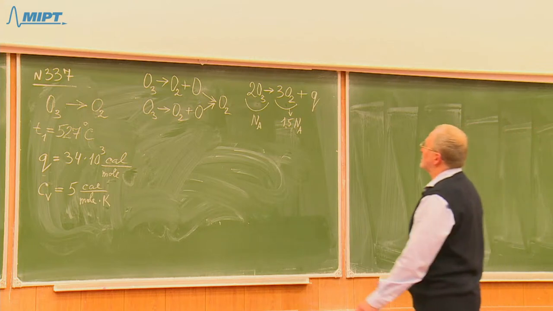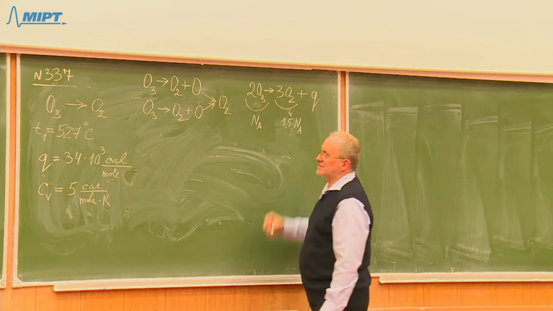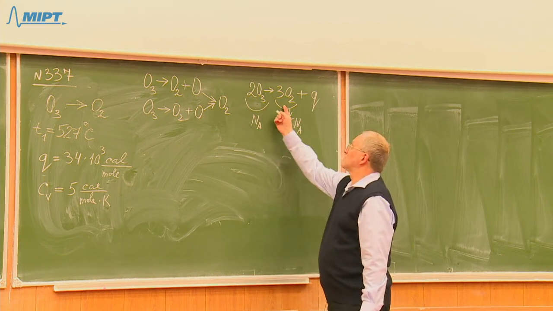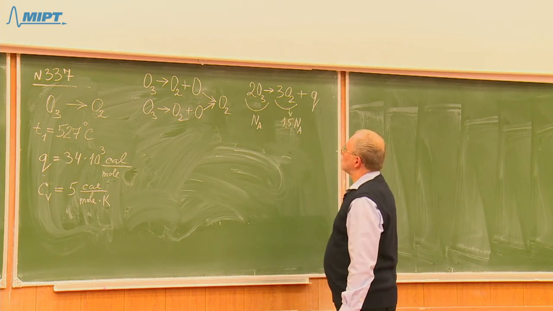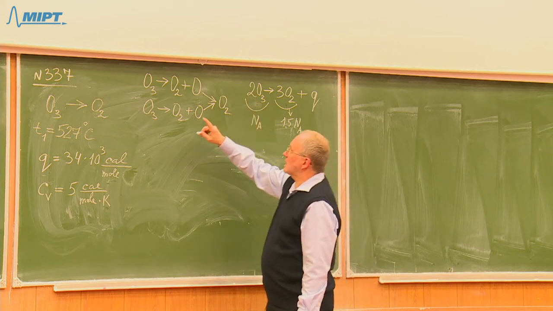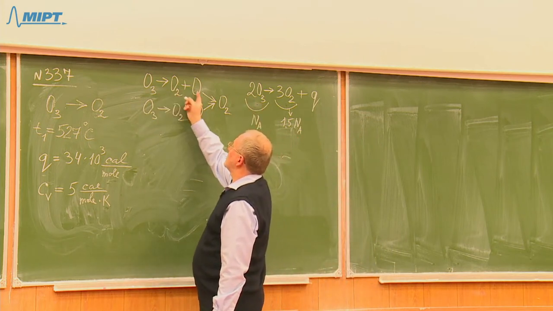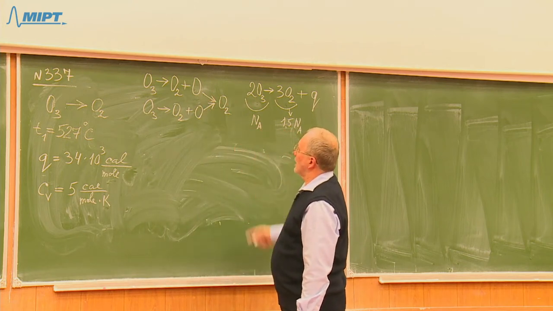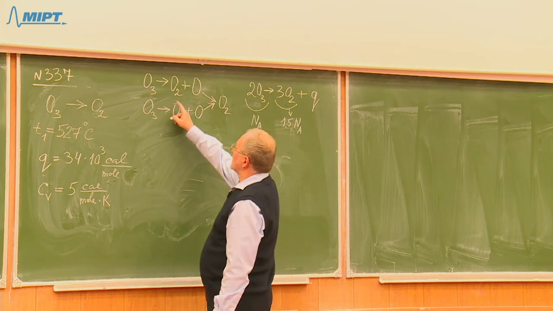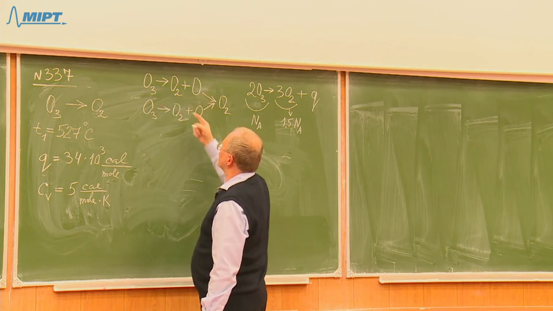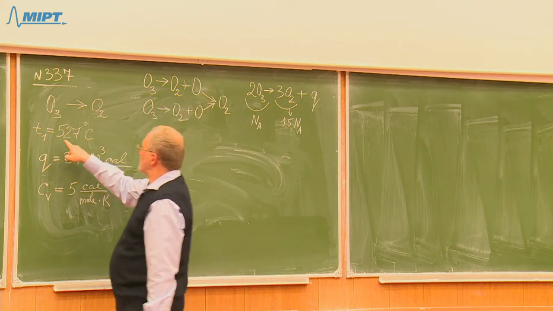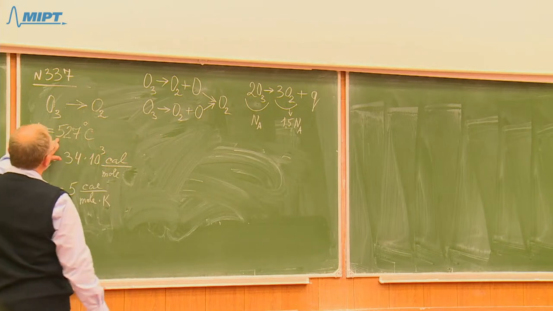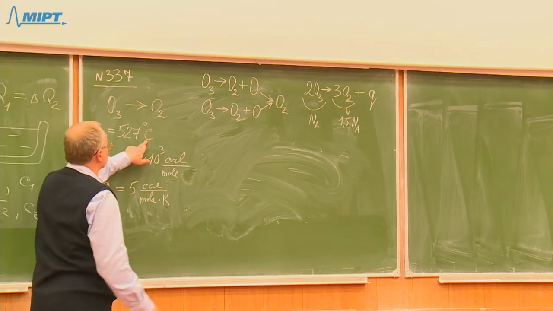So this reaction actually goes on very slowly if the temperature is low, for example, at room temperatures. This is a very slow process. But if the temperature is high, then this dissociation of ozone goes on at a higher rate. And the higher the temperature, the higher the rate of this reaction. And you see the temperature here of the ozone is very large. So it's 527 degrees Celsius.